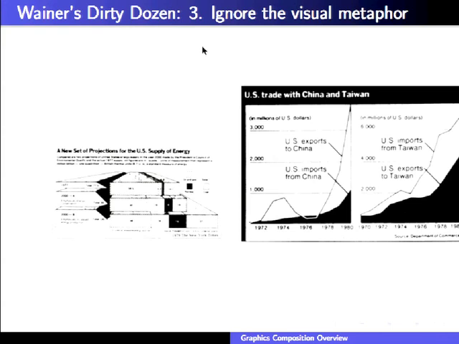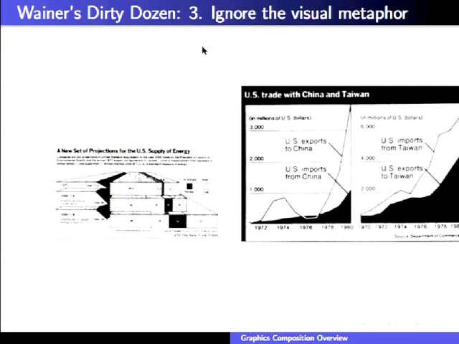much more carefully. So that's the idea of ignoring the visual metaphor, is that you're ignoring the fact that anyone who's going to just quickly take a look at it, their impression is going to be to compare black to black, white to white. And that's completely the wrong comparison to be making, because one's imports and the other's exports.